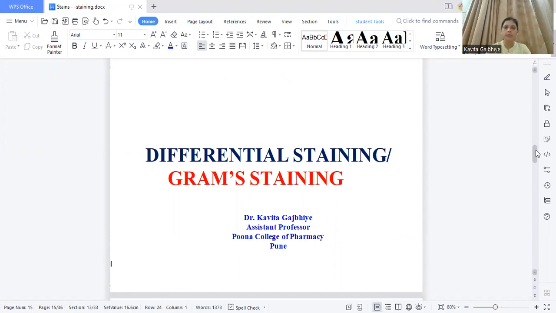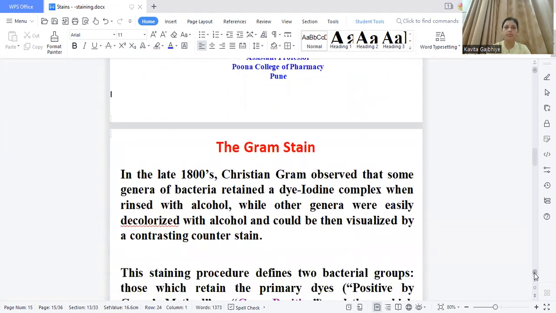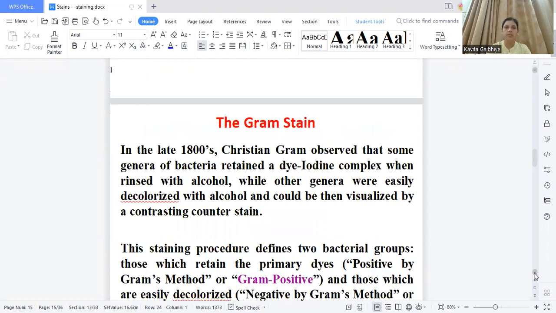So today I am going to deliver a talk on the topic differential staining, also known as the gram staining process. First of all, it is very necessary to understand what the gram stain is.